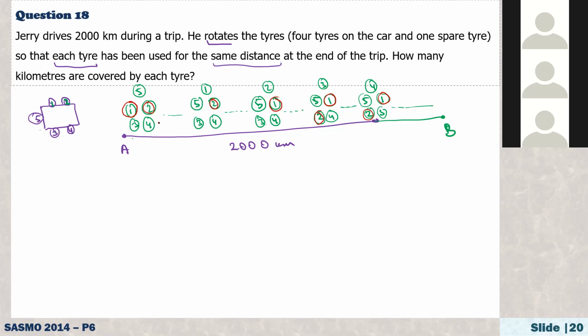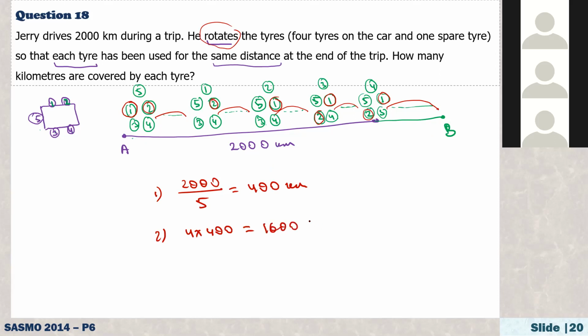But as you see here, what distance did we cover with each tire? How many times did I change? This is 1 and 2 and 3 and 4 and 5. So that means 2,000 divided by 5 is equal to 400 kilometers. That means every 400 kilometers, we change 1 tire, because it says in the question it's rotating. Each tire is used 4 times, that's why here we have 4 times 400. So with each tire, we have traveled 1,600 kilometers.